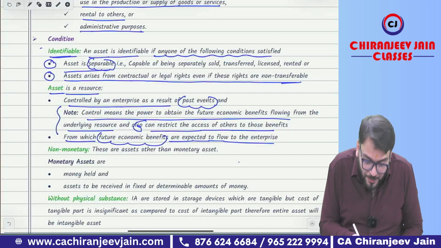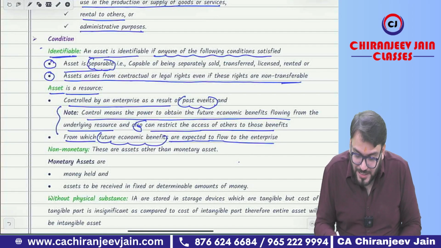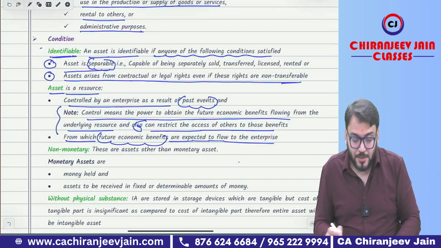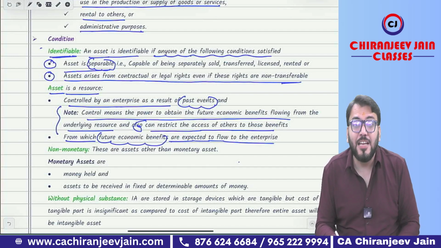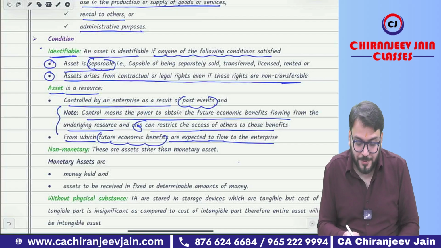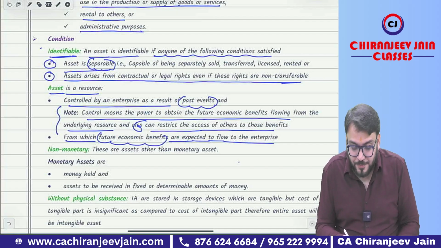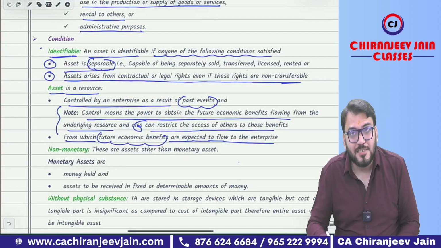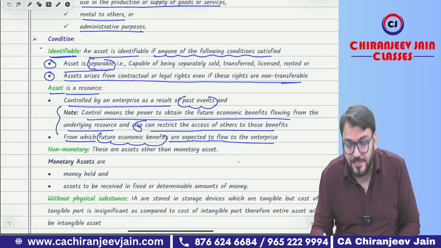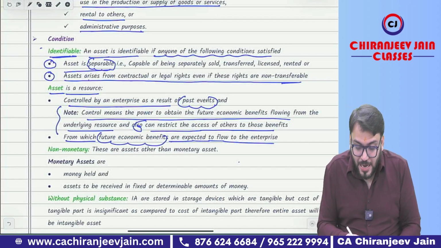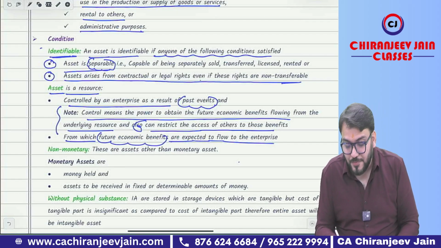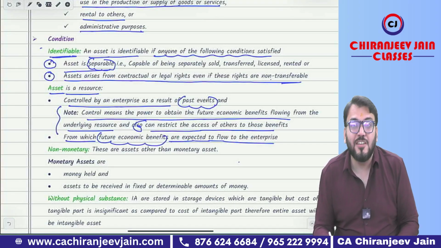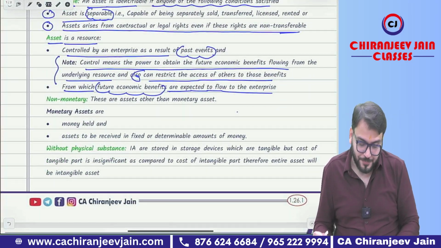So, identifiable you understood? Can you repeat with me? An asset is identifiable if any one of the following conditions is satisfied. An asset is separable, that is, capable of being sold separately, transferred separately, licensed separately, rented separately, or arises from contractual legal right, even if these rights are non-transferable.